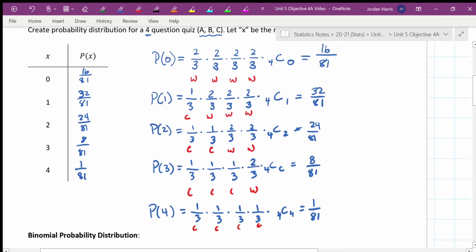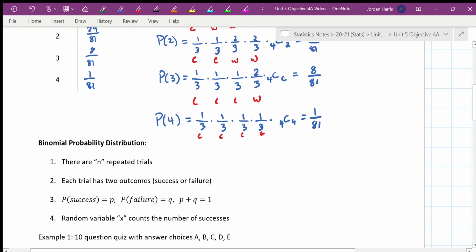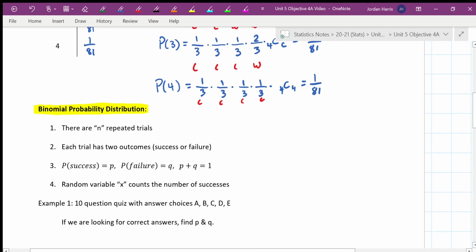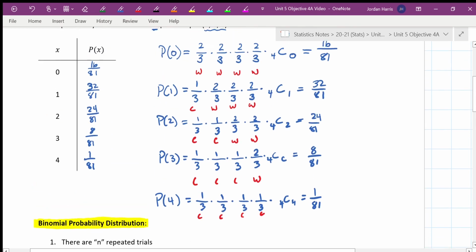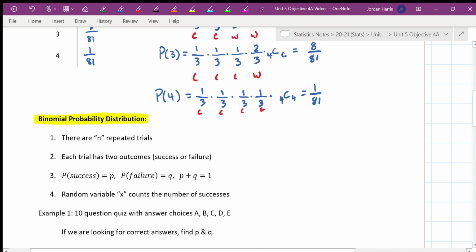It took a while. We're getting a little more complicated with our things. It's not just like, oh, think about it, coin flip, half and half, easy. Die roll, 1/6 each, okay? Getting more complicated. So let's talk about the binomial probability distribution. To be a binomial probability distribution, you need n repeated trials, meaning you have to be doing something more than once. In this question, we did it 4 times because we had 4 questions. Okay, so each question represents a trial.